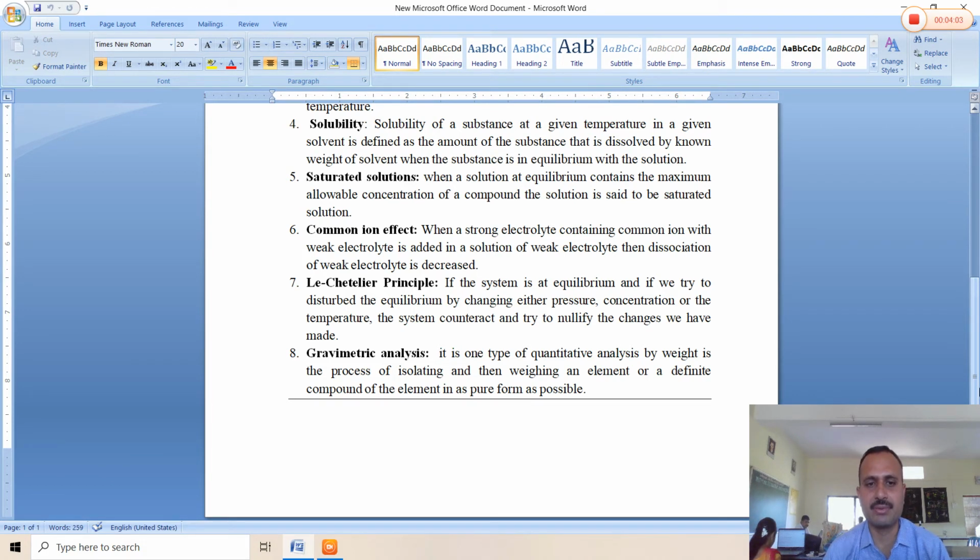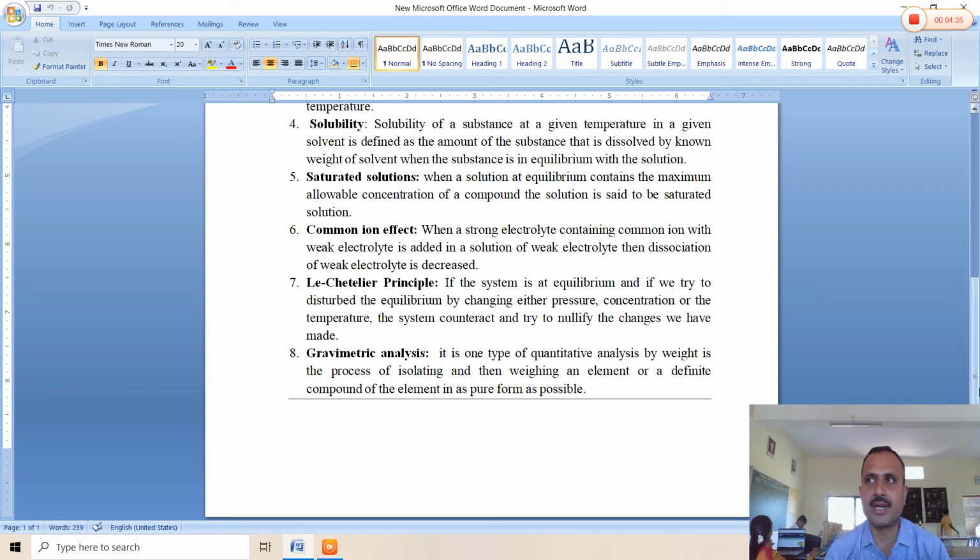The next one is the Le Chatelier principle. If a system is at equilibrium and we try to disturb the equilibrium by changing either the pressure, concentration or temperature, the system counteracts. The system reverses and tries to nullify the changes that we have made. That is nothing but the Le Chatelier principle.